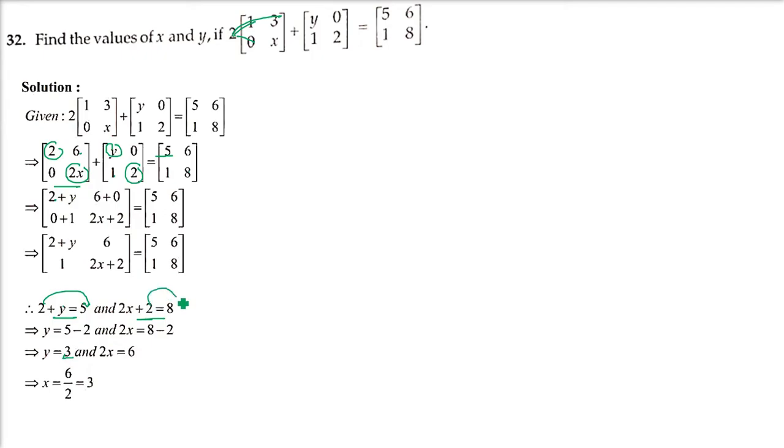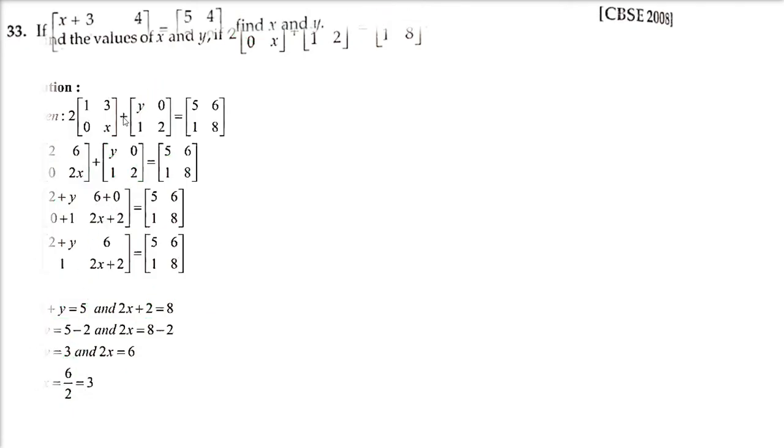And 2x is 6, so x will be 6 by 2, that is 3. So 2x is 6, you get 3. So y is 3 and x is also 3, the number which I showed you.